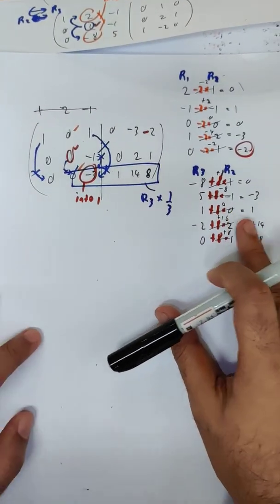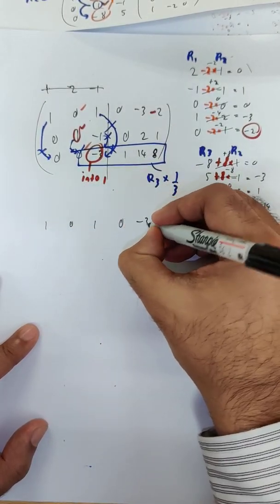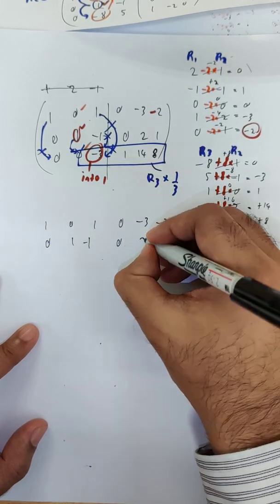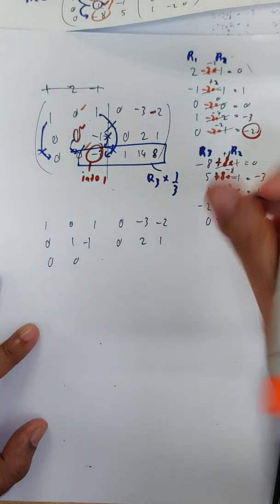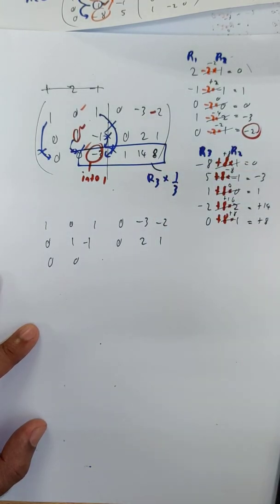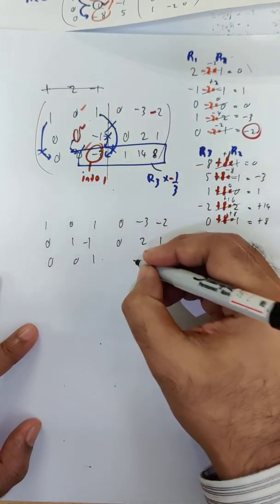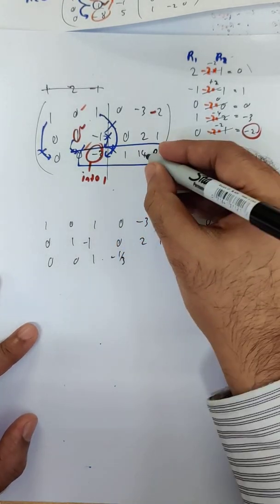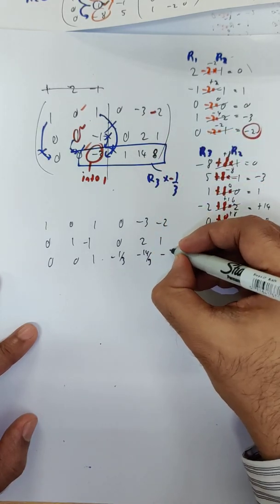And now this is where the mess comes in. 1, 0, 1, 0, negative 3. The number above it remains the same, but row 3 times negative 3. Let me use red. Negative 1 over 3. So negative 3 times 1 over 3, I got 1. But 1 times negative 1 over 3, I got negative 1 over 3. 14, negative 14 over 3. And 8, negative 8 over 3.